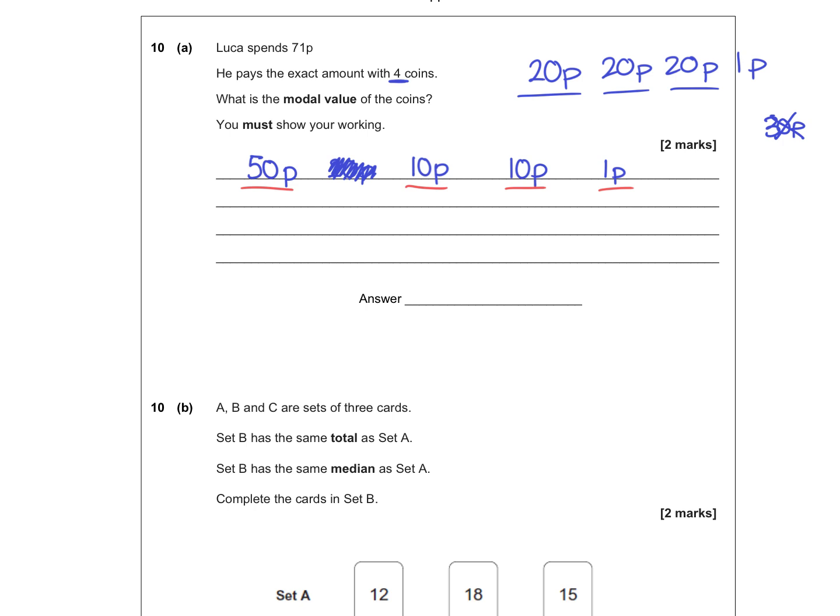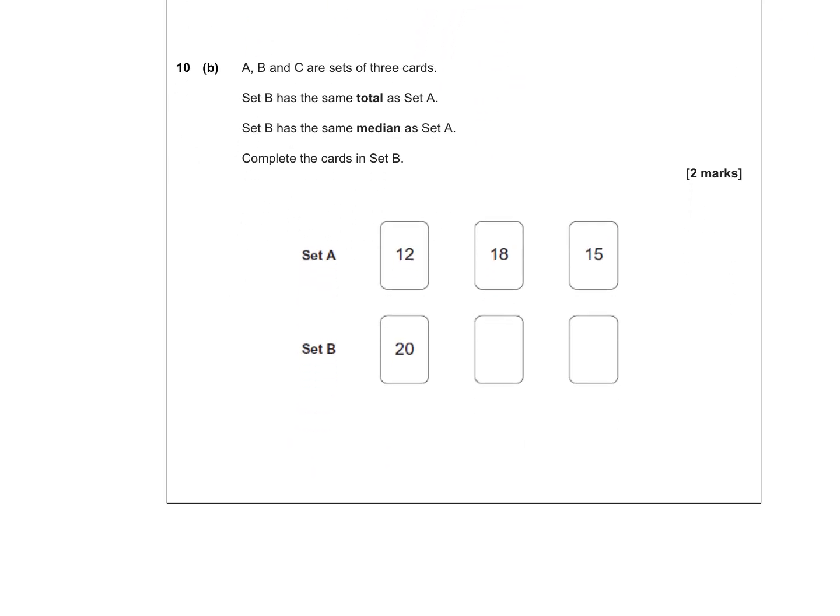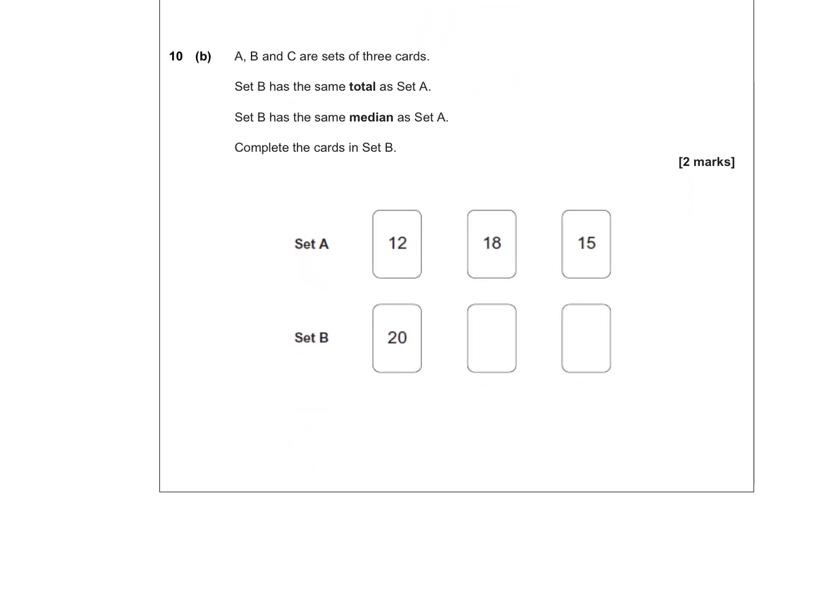So what's the modal value? That's going to be 10 pence, because there's 2 of those, and that's it. For part B, there were more answers to this than I thought there were going to be. It was kind of a hit or miss as to whether or not people got it correct, though.